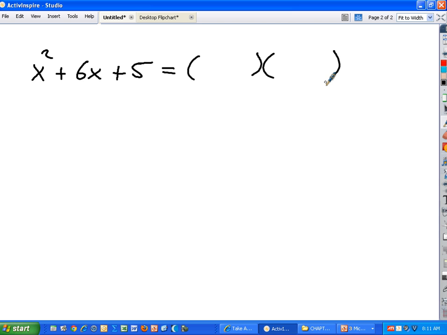If I'm unfoiling it, first times first gave me an x squared. So what are the first terms, obviously? X's, sure. Okay, but we need the magic numbers then. We need the numbers that now multiply. You know, we might have called this m and n. M times n has to equal c, right? And m plus n. Oops, I got it backwards, didn't I? Hang on. Got it backwards. Whoops.